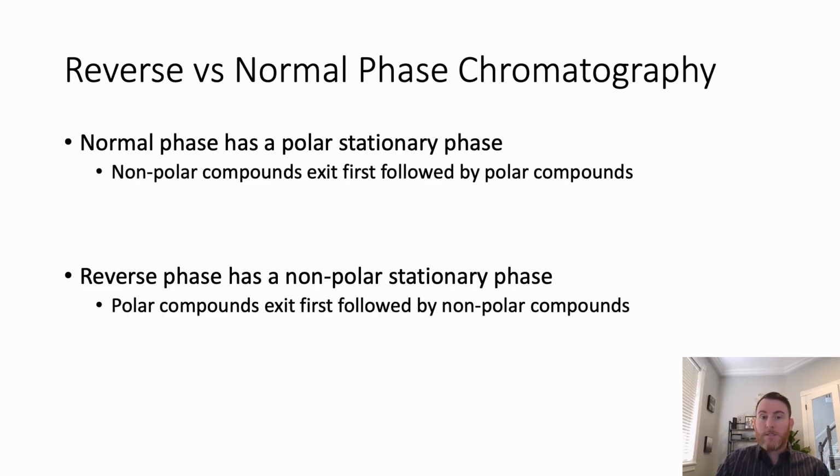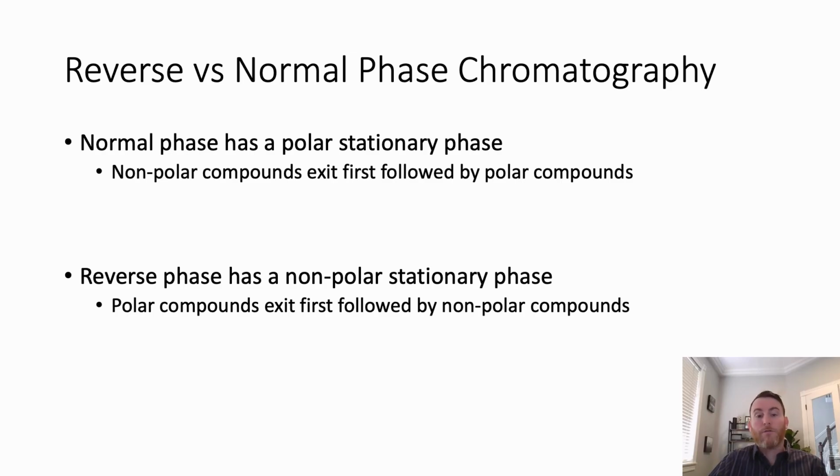Reverse phase is the opposite. You now have a stationary phase that is considered non-polar, and so everything flips. Your polar compounds have no real interest in interacting with non-polar stationary phases, and they usually exit first, followed by non-polar compounds. The reason why it's called normal phase is that was the phase that was introduced or invented first. And so that's the only reason why we call it that. And so then we just use reverse phase to discuss the opposite.